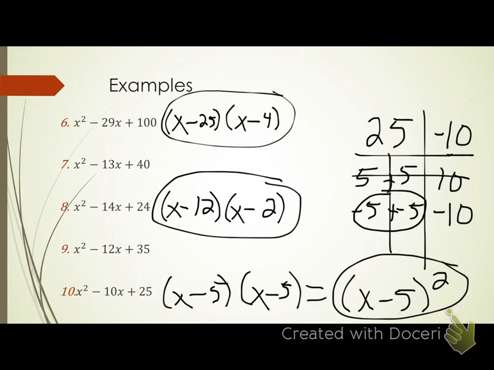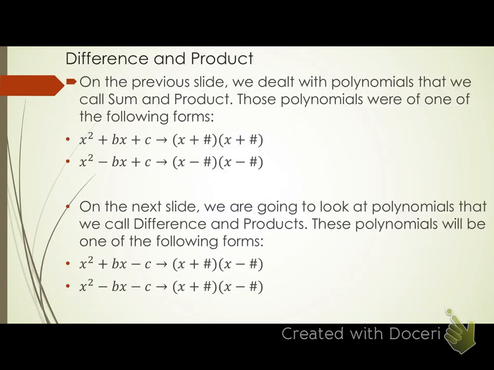We're still going. We still got more. Don't write this down. Just pay attention to it. In the previous slides, we dealt with polynomials that we call sum and product. Those polynomials were one of the following forms. We only saw these two forms, correct? If they were plus and plus, there were two plus signs in our parentheses. If they were minus plus, there were two minus signs in our parentheses. That's all we dealt with so far, correct?